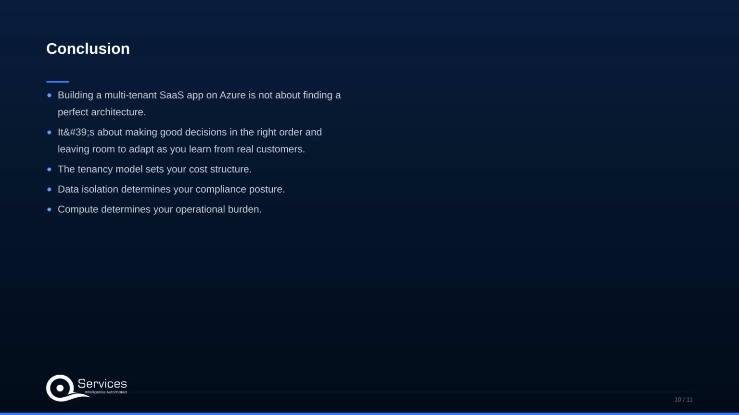Start simpler than you think you need to. Azure App Service with row-level security in a shared database has launched dozens of successful SaaS products. Elastic pools and container apps are upgrades you can make once paying customers tell you what they actually need, not guesses you make before you have any tenants.